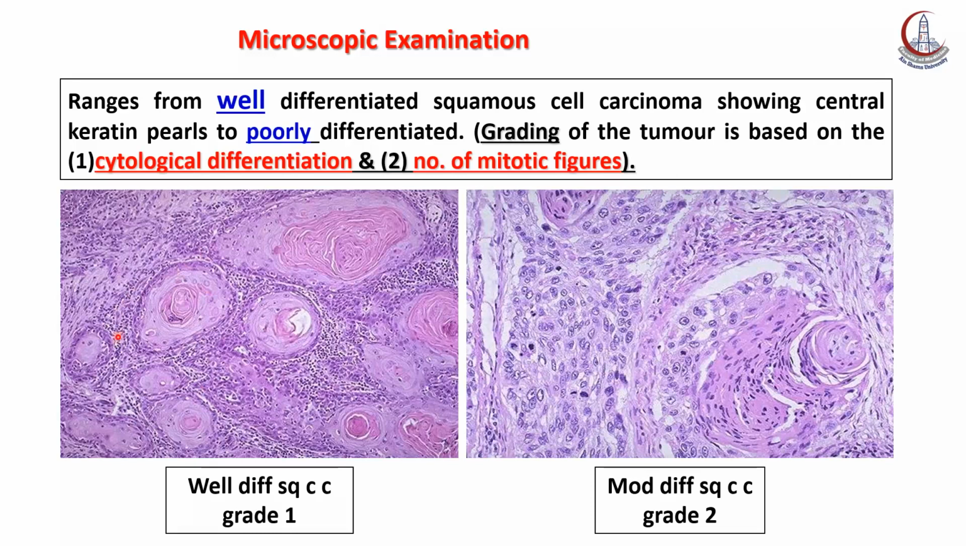Here we have the mass consisting of groups and nests of malignant squamous cells with central keratinization. And here is another example of moderately differentiated squamous cell carcinoma. We have here nests with central keratinization, and these are groups with no keratinization, so this is moderately differentiated.